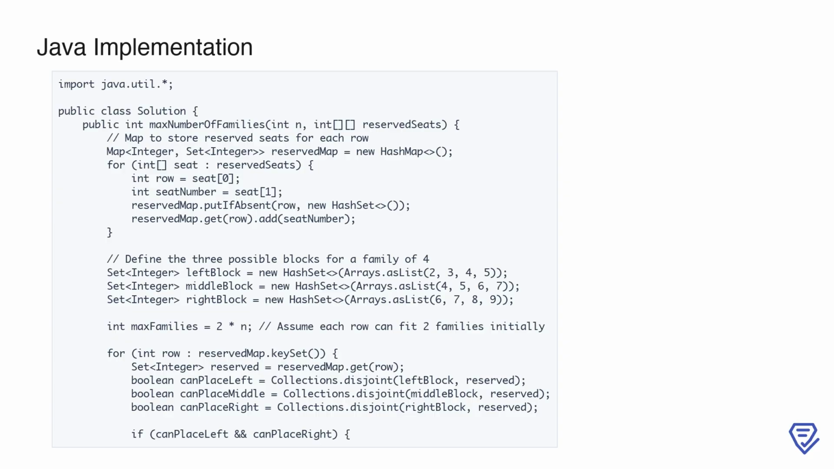These blocks correspond to specific seat ranges within a row. Initially, we assume that each row can accommodate 2 families, setting max families to 2 times n. We then iterate through the rows in the reserve map, checking which blocks are available for seating. To determine this, we use the collections.disjoint method to check whether there is no overlap between the reserved seats and the seats in each block, starting with the left block.